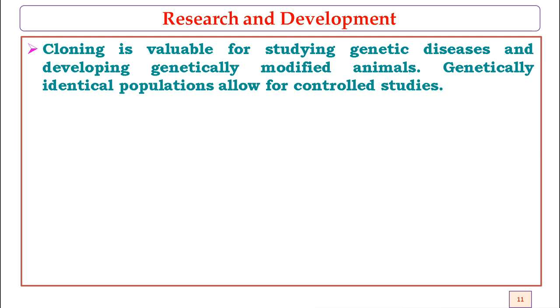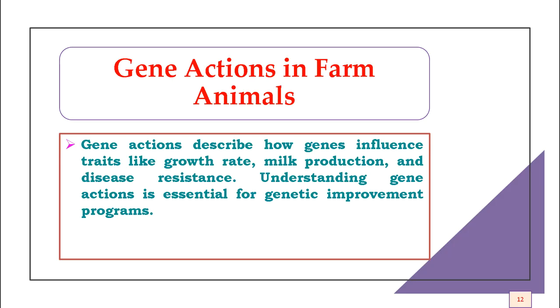Then research and development: its role is studying genetic disorders which are inherited from the parents or sometimes acquired. Genetically modified animals and genetically identical populations also allow for controlled studies.